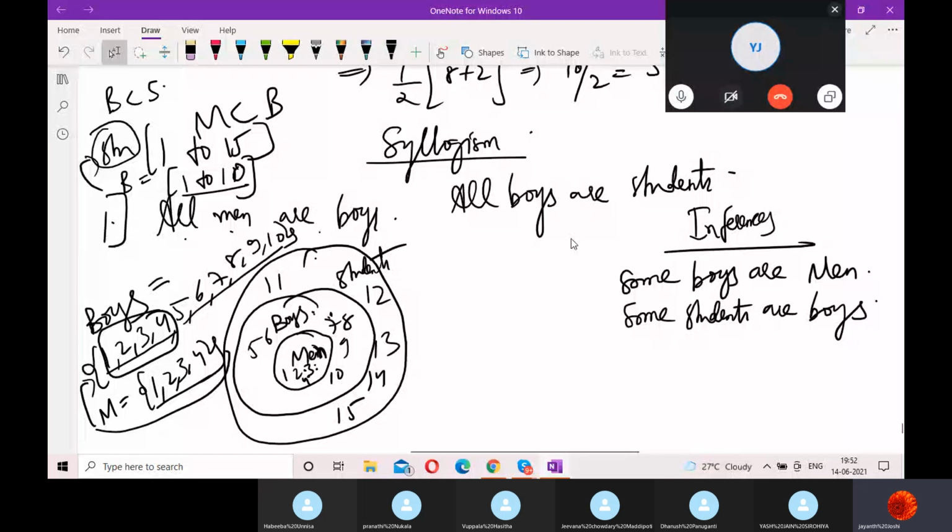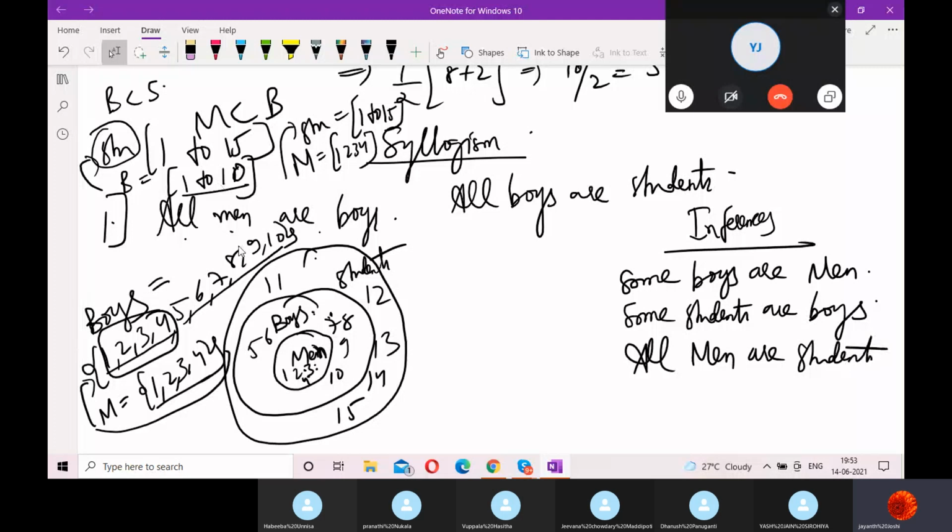And the men, 1, 2, 3, 4. Students I have taken as 1 to 15. How many men are there? 1, 2, 3, 4. Are 1, 2, 3, 4 there in students or not? Yes. So all men are students. We cannot repeat what is there in the question: all men are boys, all boys are students. But all men are students, yes.